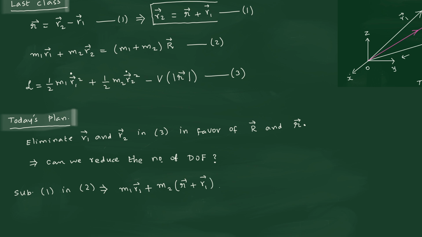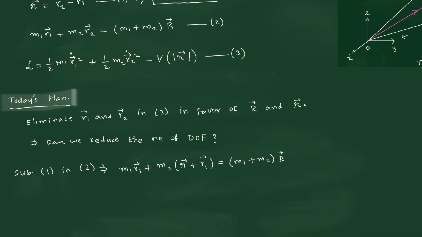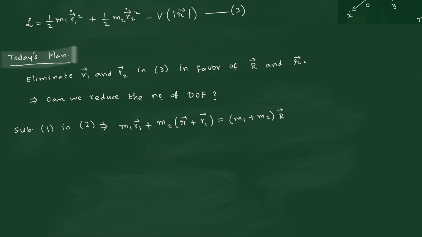Then we have that is equal to M1 plus M2 into the capital R vector. And that's all. So that is the simplification that you can expect, which means that what is the meaning? The meaning is that R2 has disappeared, isn't it? So in this expression, you see R1 is there. R2 has disappeared. So in this way, we can eliminate one by one, and R1 and R2 we are planning to eliminate.